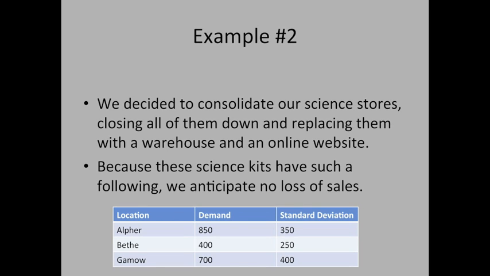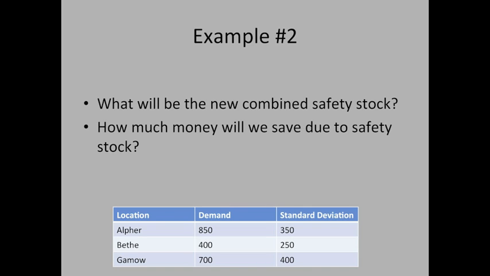Now, let's have a little fun here. We've decided to consolidate these stores by closing all of them down and replacing them with a warehouse and an online website. Now, because these science kits have such a following, we anticipate no loss of sales. So, if we combine all of these locations into one, what will be our new combined safety stock? And more to the point, how much money will we save due to consolidation in this case?